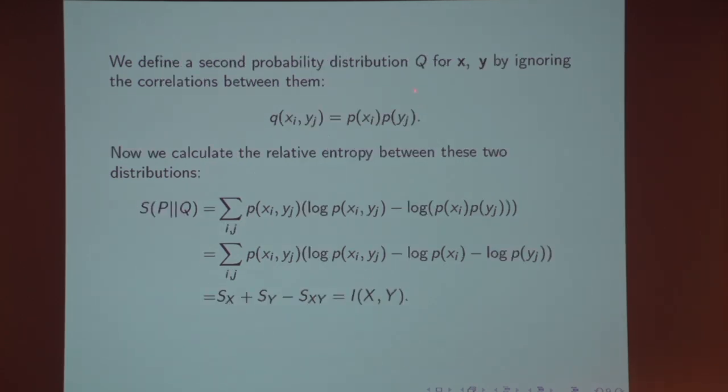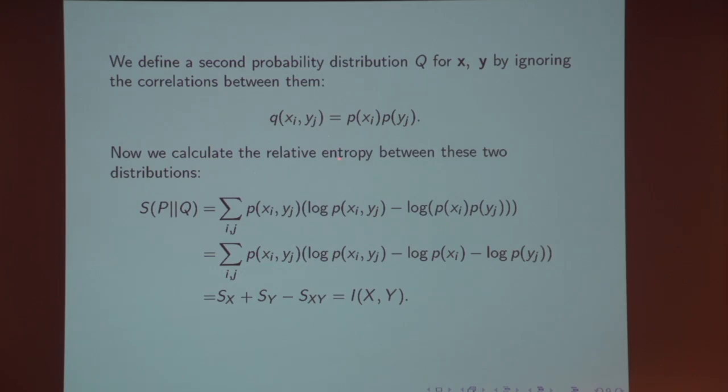Now we can define a second probability distribution for x and y by ignoring the correlations between them. If we just take P of x times P of y, that is a probability distribution for x and y. It's one where they are uncorrelated, where the probability to observe one value of x is independent of what value of y is observed.